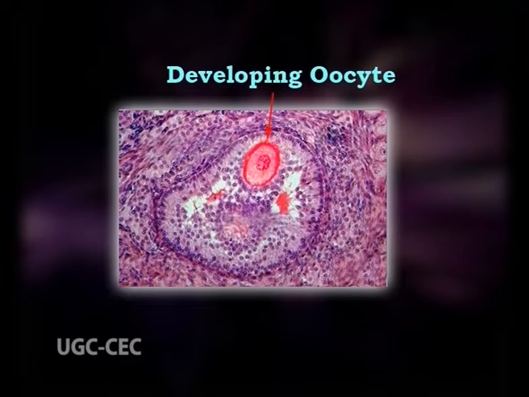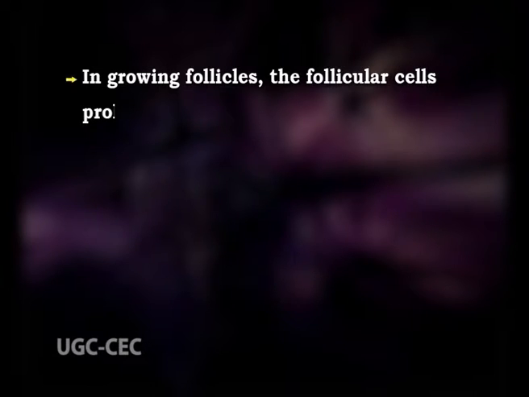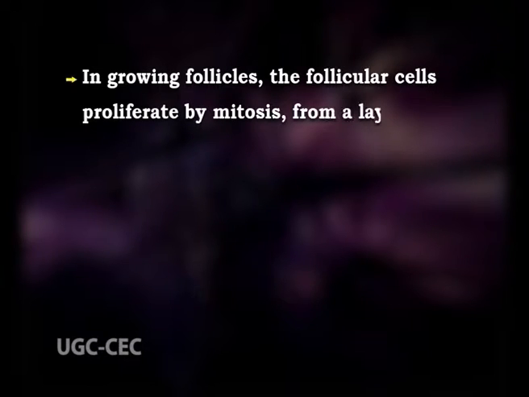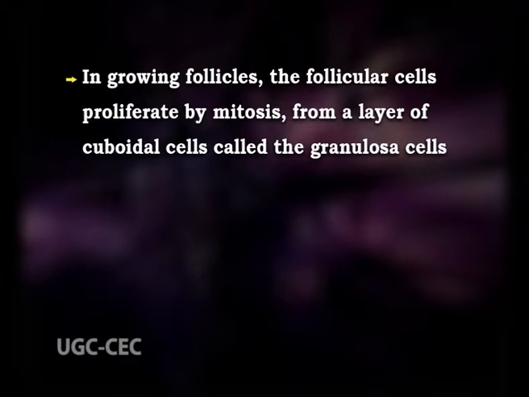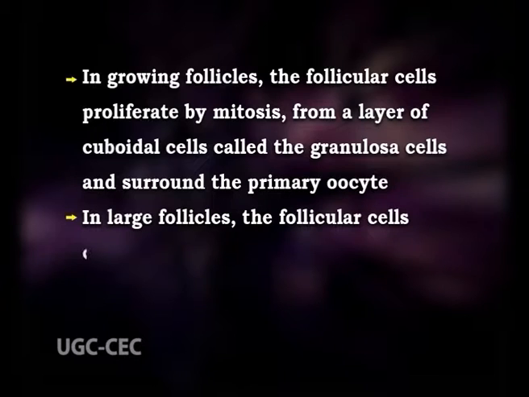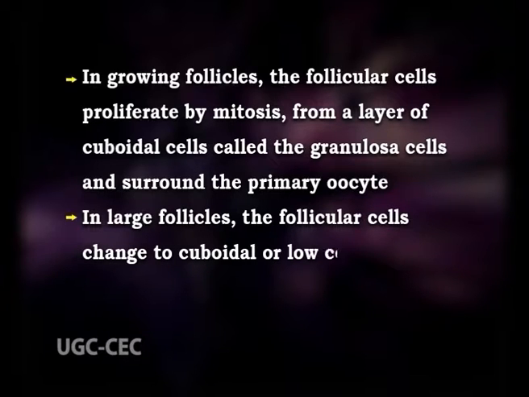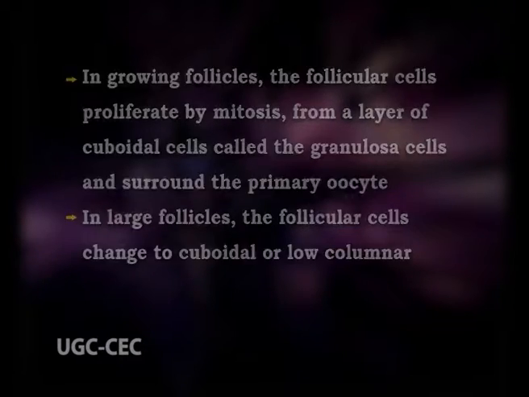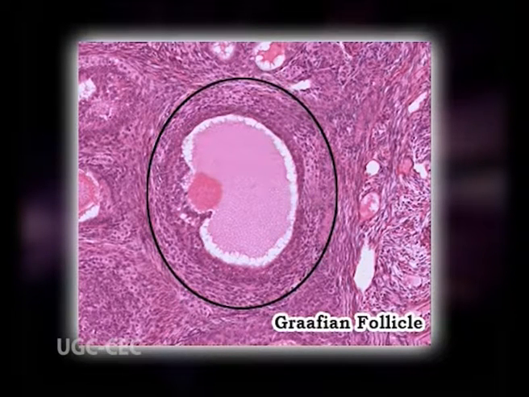The developing oocyte has a large eccentric nucleus with a conspicuous nucleolus. In growing follicles, the follicular cells proliferate by mitosis to form a layer of cuboidal cells called granulosa cells and surround the primary oocyte. In large follicles, the follicular cells change to cuboidal or low columnar. The large follicle before ovulation is called Graafian follicle.